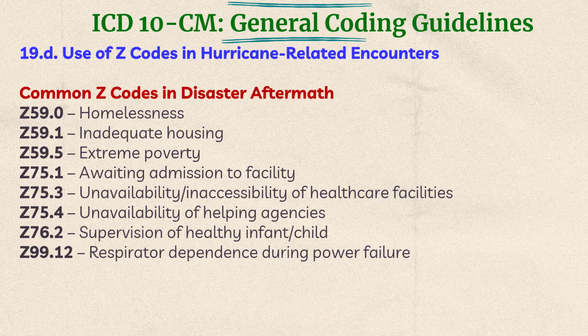Some common Z codes in disaster aftermath are Z59.0 for homelessness, Z59.1 for inadequate housing, Z59.5 for extreme poverty, Z75.1 for awaiting admission to facilities, Z75.3 for unavailability or inaccessibility of healthcare facilities, Z75.4 unavailability of helping agencies, Z76.2 for supervision of healthy infant or child, Z99.12 for respirator dependent during power failure.